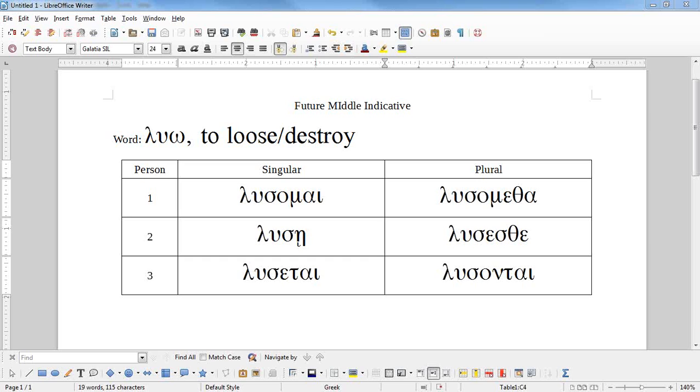Okay, so just like our future active, all you have is that sigma, and then following after the sigma is your present active indicative. In this case, it's the same thing. We have the sigma, and then all we need to do is add the present middle passive indicative form. So very, very simple. All you need to add is that sigma. So one more time, the big clue for the future forms is that sigma after the stem.